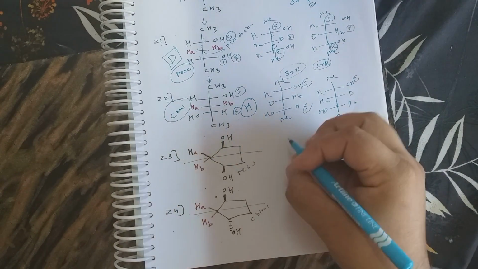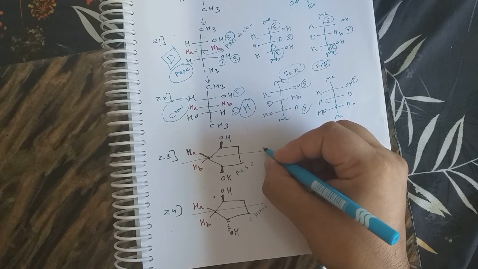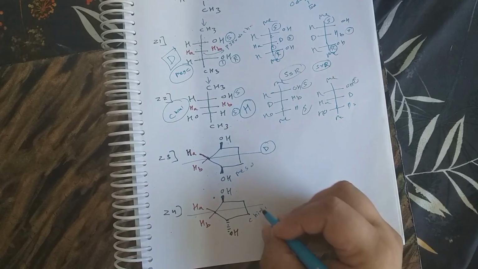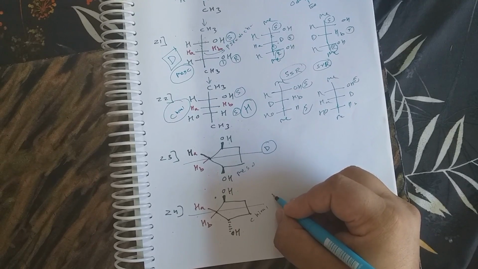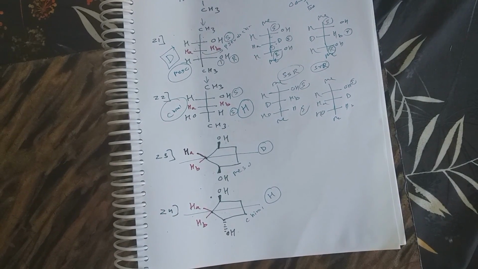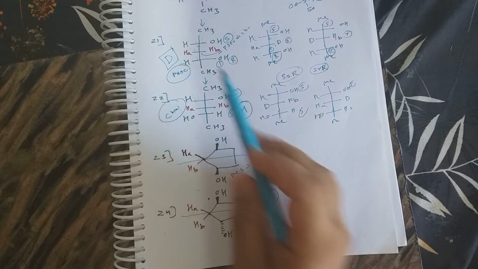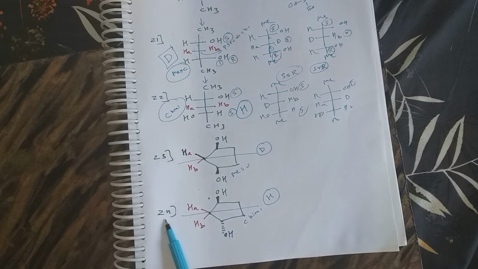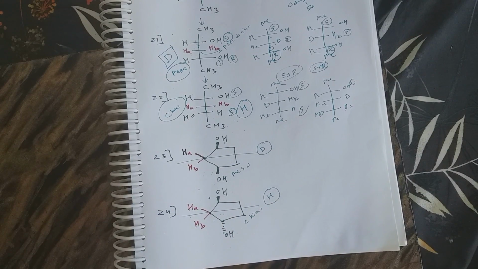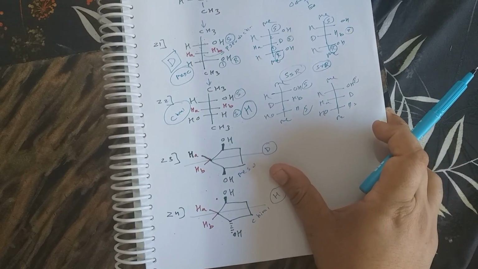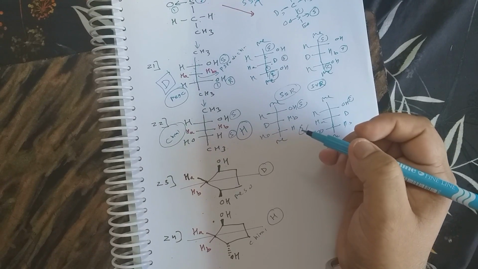Now this H and HB, if it is meso, it will become diastereotopic. If it is chiral, it will become homotopic. This is the shortcut. If you have a meso compound, it is diastereotopic, as you can see here. If you have a chiral compound, it will have a homotopic relationship. As well, one more thing is there.